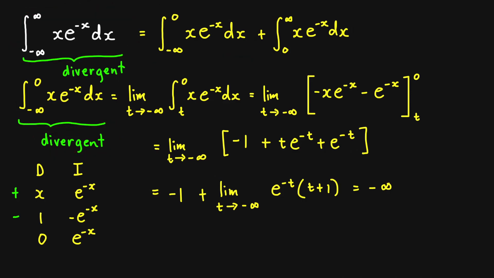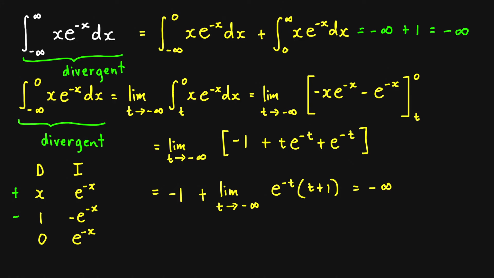Now, because we have shown that this first integral here is equal to negative infinity, and this second integral is equal to 1, clearly the value of that original improper integral is equal to negative infinity, and therefore it is divergent.